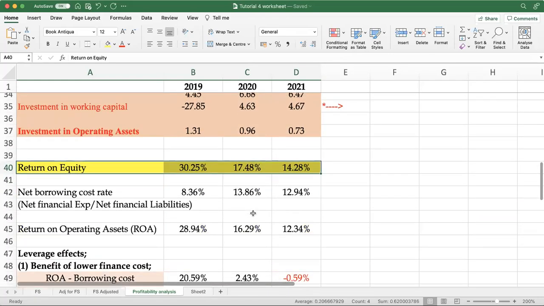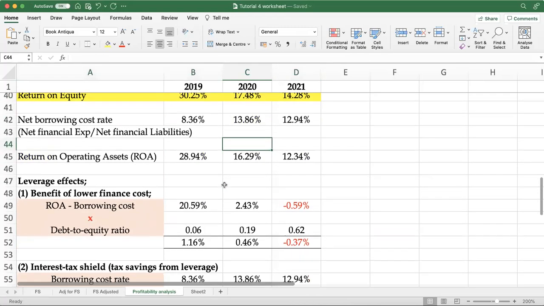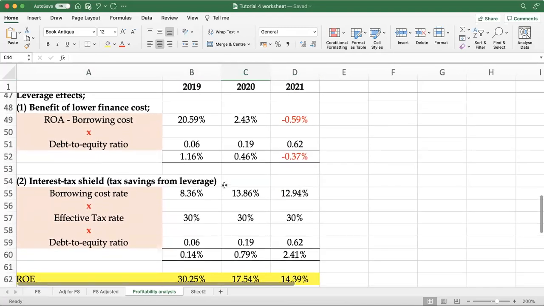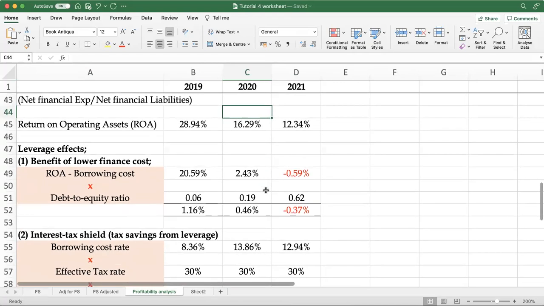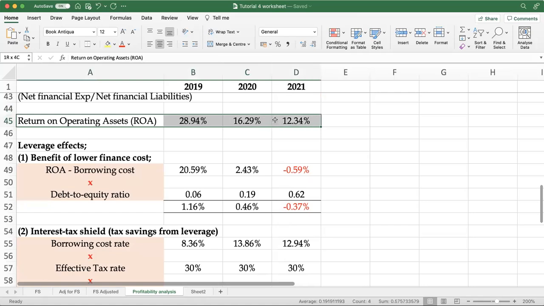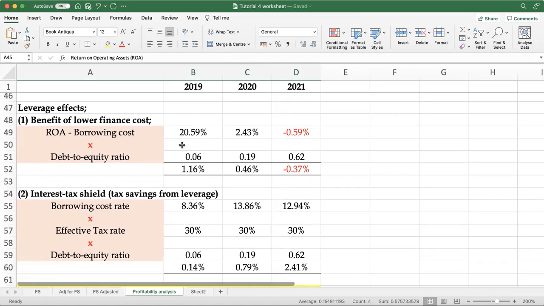Right. So it's almost the same. Now you can analyze these changes. We have already analyzed return on operating assets. Now you can analyze leverage effects.